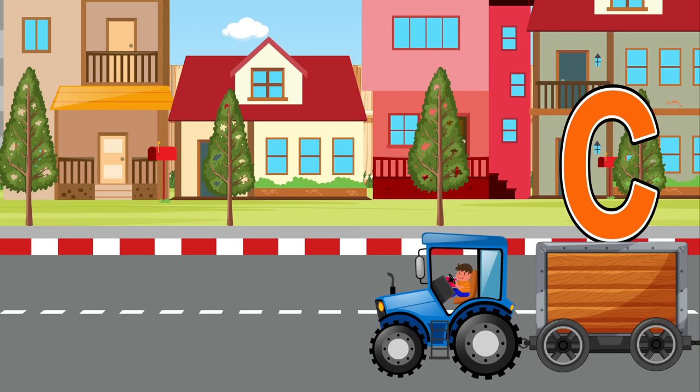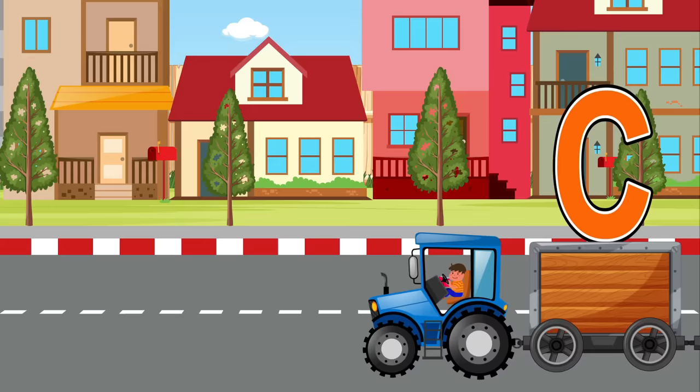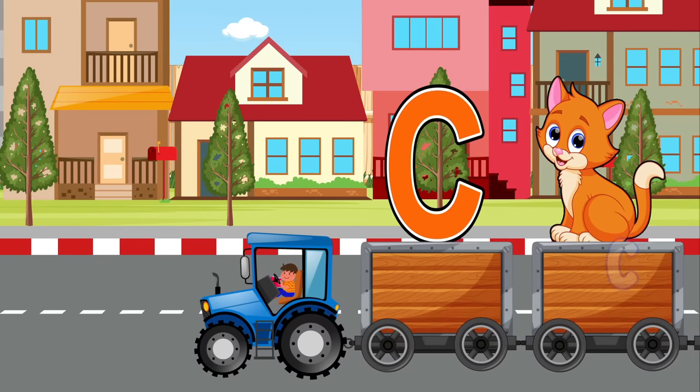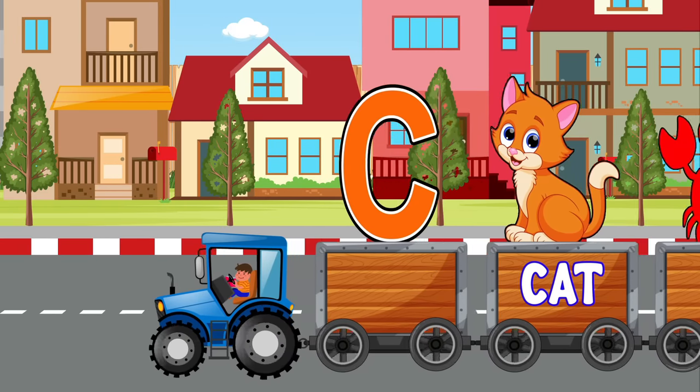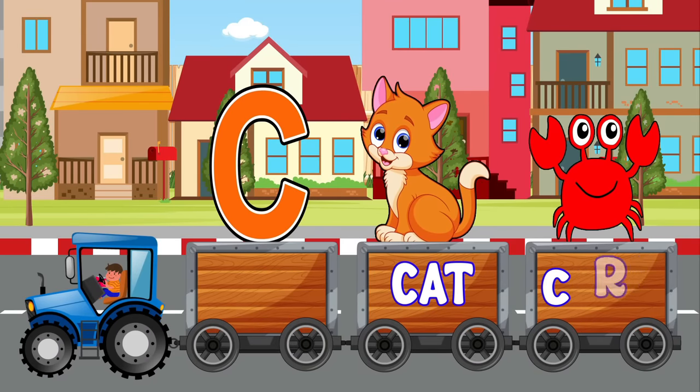C. Letter C is for cat. Letter C is for crab.